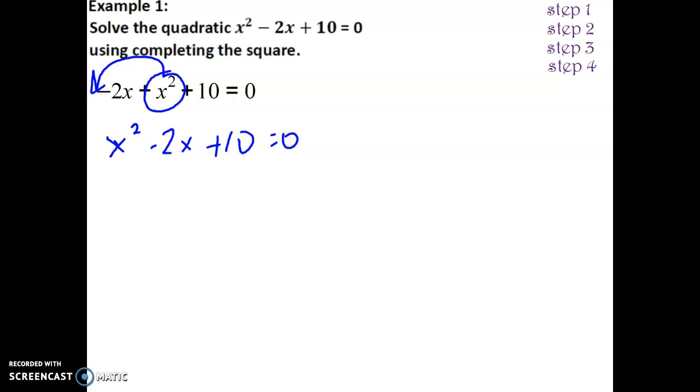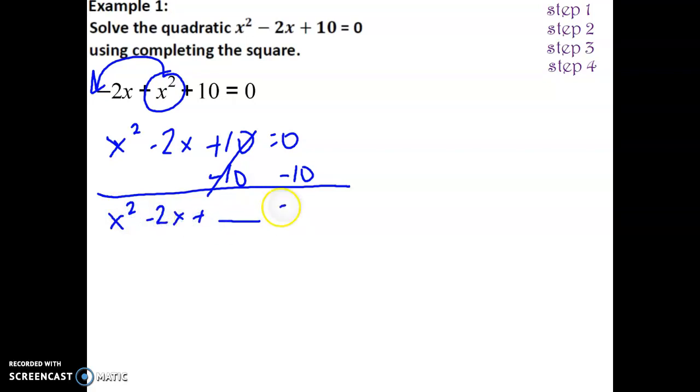Okay, so the first thing, remember, is to move the c, move the constant term to the other side of the equals. So I'm going to do that. Positive 10, negative 10 are opposites. They cancel out. And I'm going to put a blank there. And on this side, I'm going to have negative 10, and I'm going to put a blank there as well. Okay, so there's step 1. I have moved my constant term, and I've put my blanks in there.